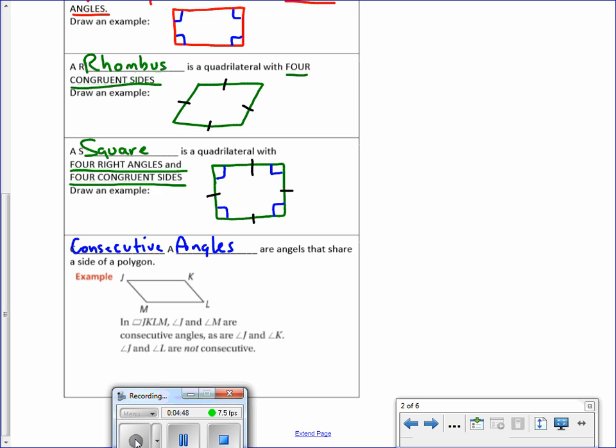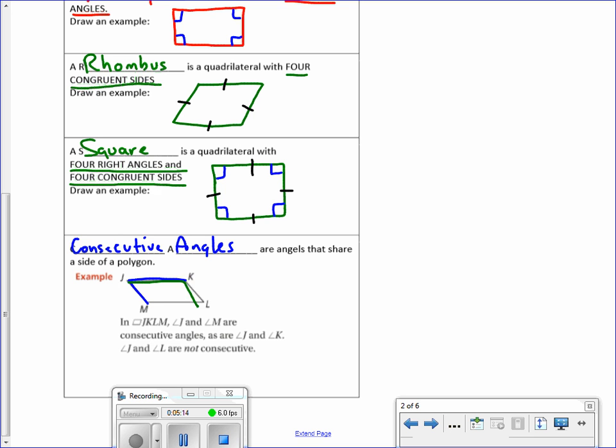All right. So last up on this page is consecutive angles. Now consecutive angles, as the example down below shows you, are two angles that share a side. So there's that angle, and if I look at angle K, they both share that top side, right? So that means that they are consecutive angles. And there's nothing particular, like they're not necessarily congruent.